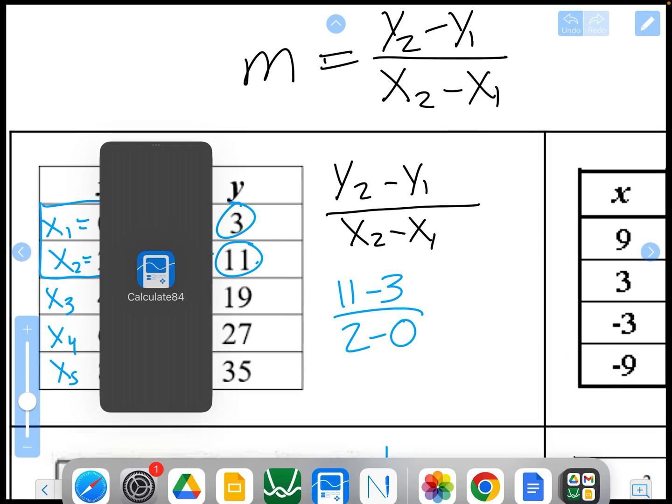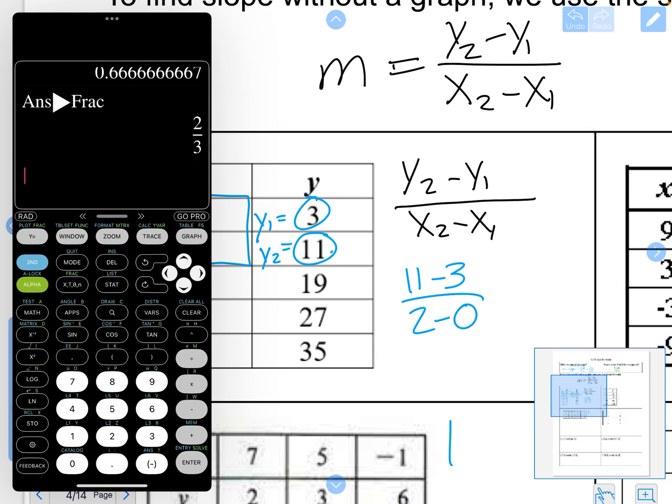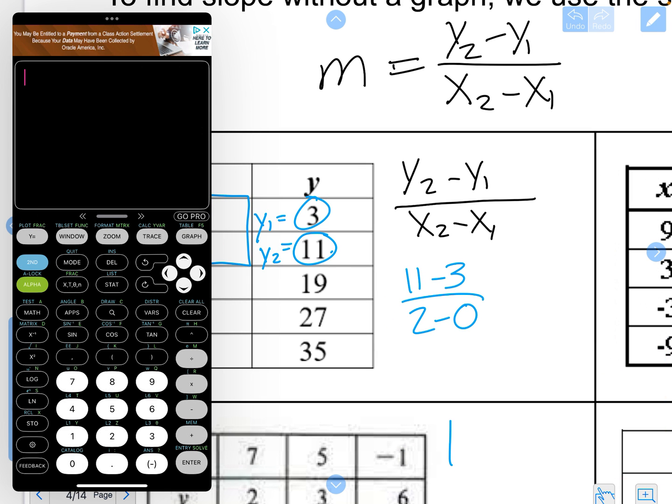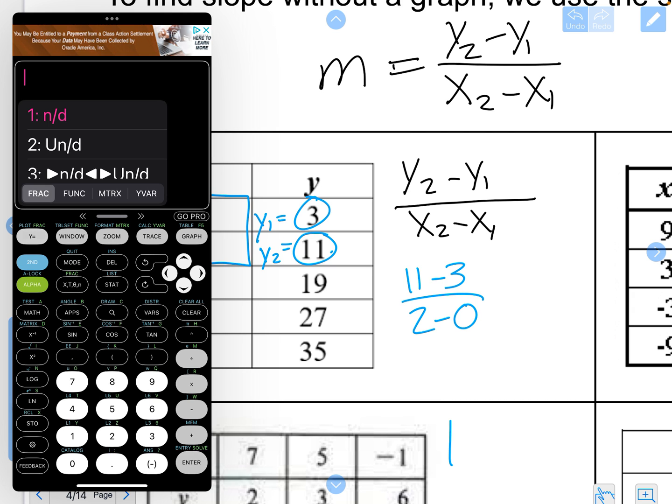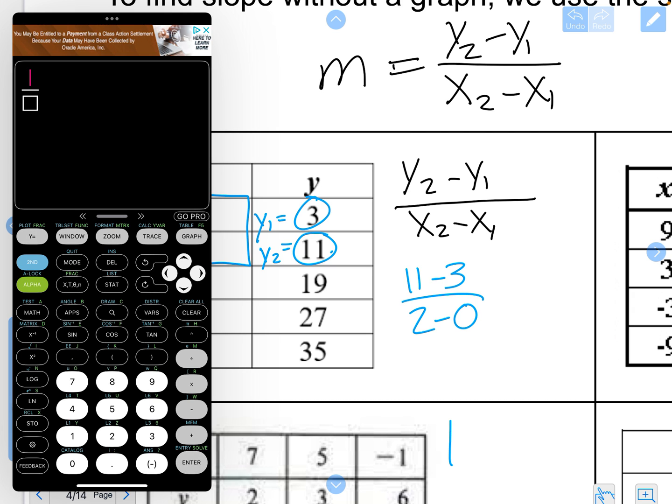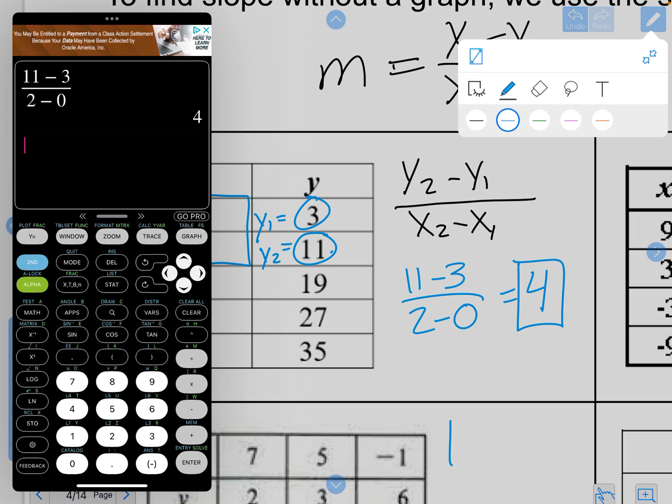So I'm going to real quick pull out my calculator and show you how our calculator can help us out with this. If you're using your yellow calculator in class, we're going to hit our alpha y equals button and then enter to get our fraction. We're going to write 11 minus 3 on top. We're going to down arrow to the bottom, 2 minus 0. And it tells us that our M, or our slope, is 4.